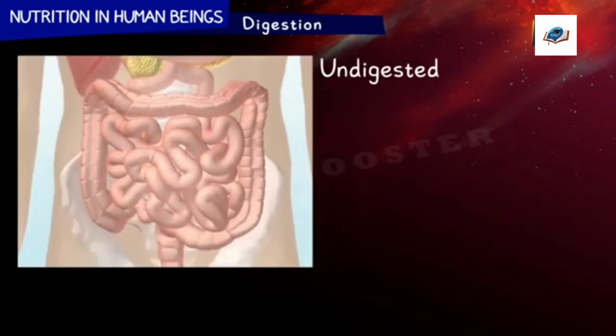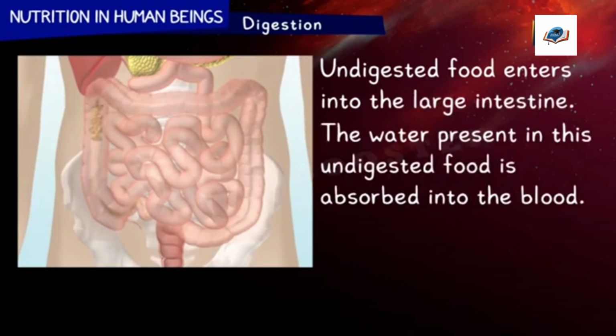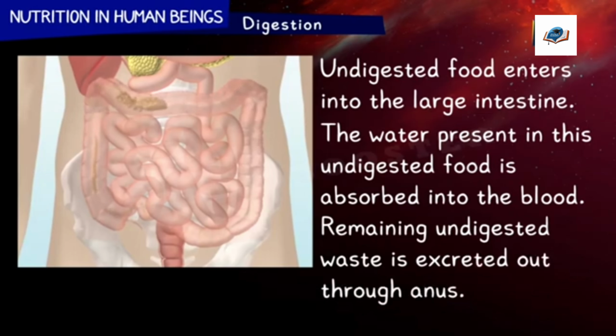Undigested food enters into the large intestine. The water present in this undigested food is absorbed into the blood. The remaining undigested waste is excreted out through the anus. This is all about nutrition.